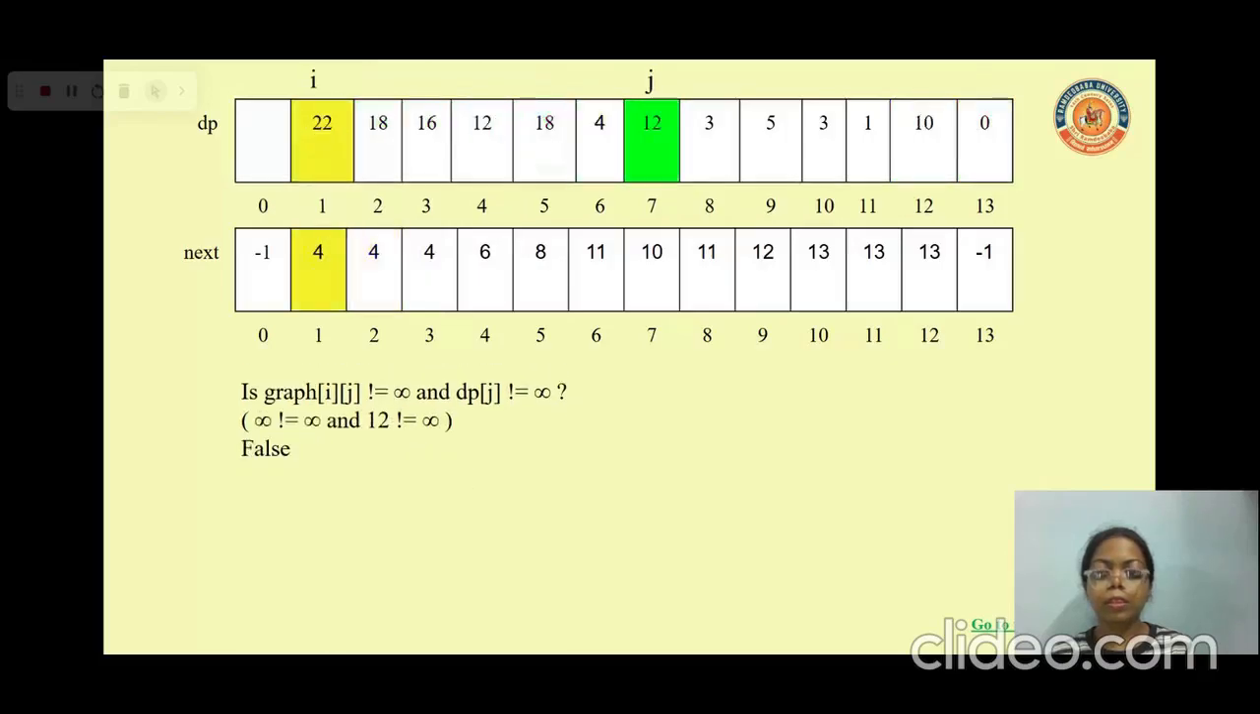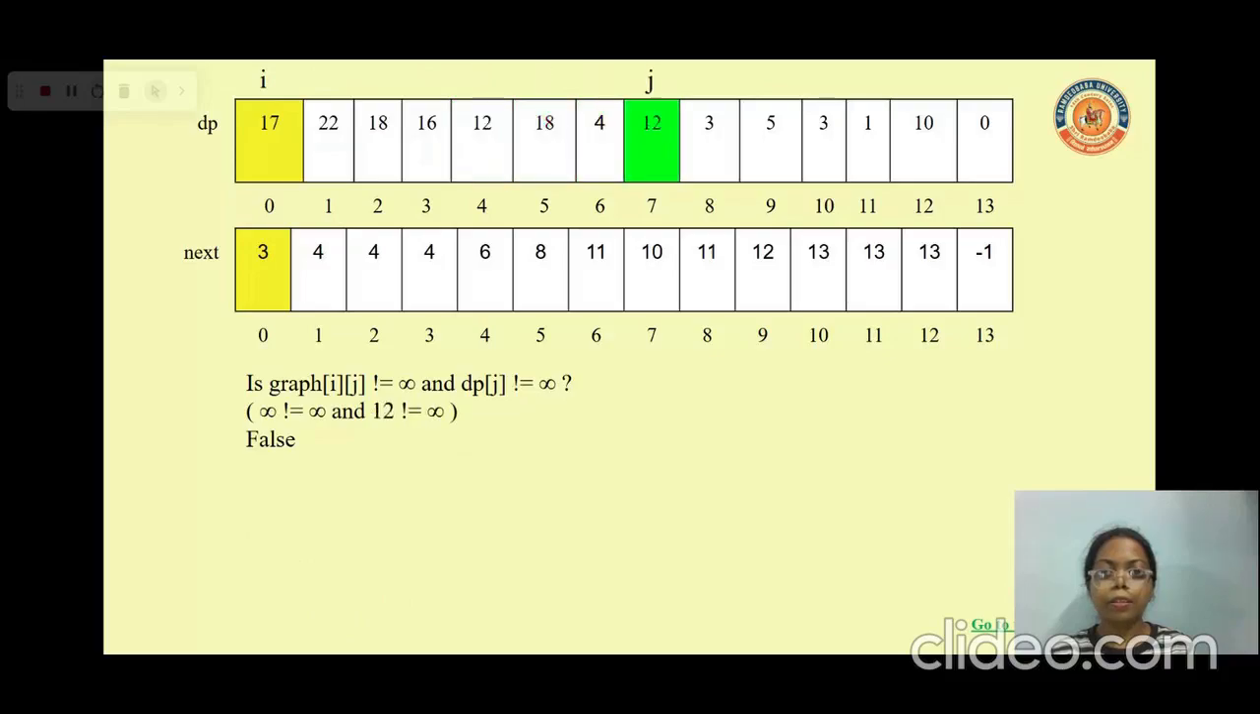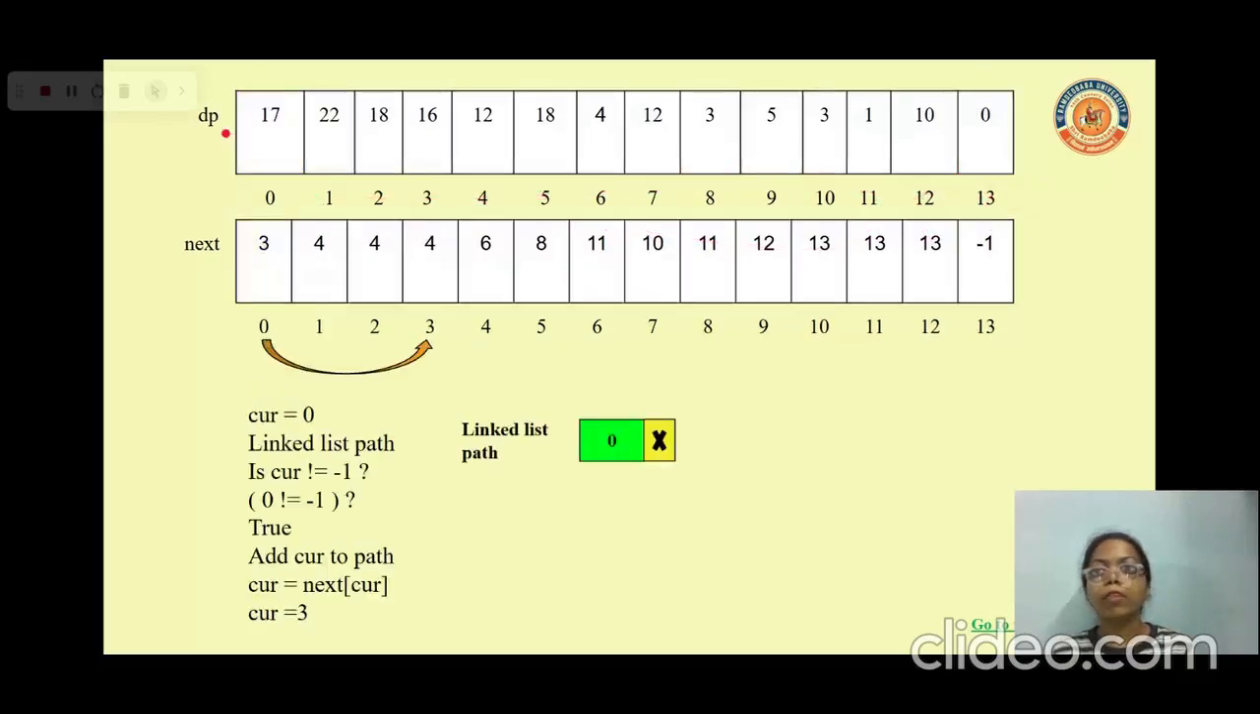As you can see, we are at our last iterations. So this is our last iteration. You can see that dp of 0 is 17, meaning the overall cost required from 0 to 13, the minimum cost required, will be 17.